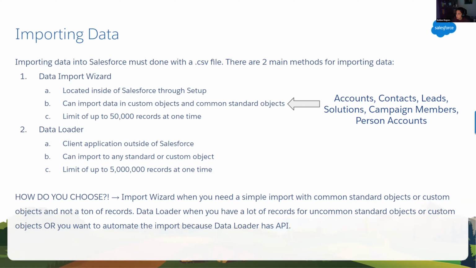So the question is, which tool do you want to use and how do you choose it when you want to import data? If you just need it to be simple and it's common imports and it's under 50,000 records, sure, use the data import wizard. That may make sense. It's fairly straightforward. Data loader can be a little bit more complex, but it does give you a little bit more power. And I'll talk more about how those can be automated as well too. You can do that through the data loader API as well, which is pretty neat.